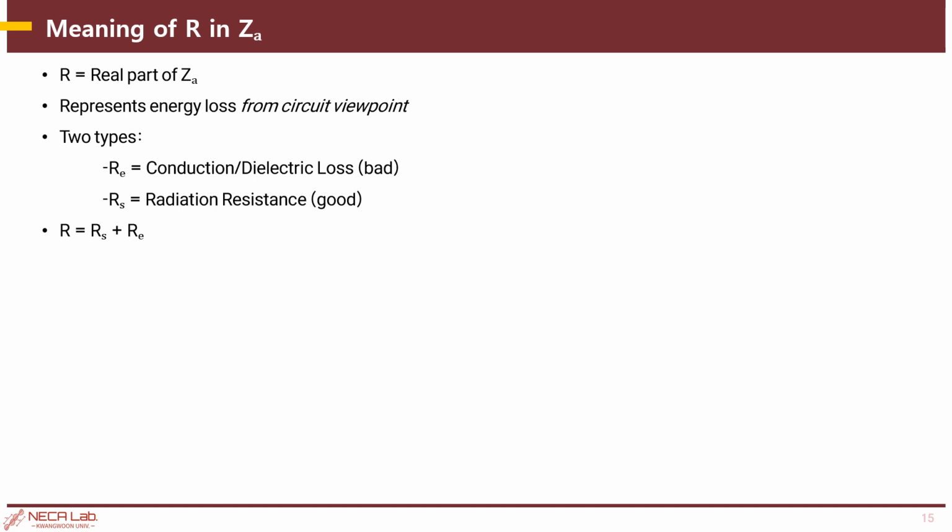And here in this slide, in the antenna's input impedance, R is the real part of ZA, and it represents energy loss from a circuit perspective. There are two sources for this loss. RD stands for conduction or ohmic loss. This is the unwanted part. It turns energy into heat. And RS is the radiation resistance. This is actually a good thing. It means the antenna is successfully radiating energy. So the total resistance is the sum of both, R equals RS plus RD. Ideally, RD should be small and RS should dominate.